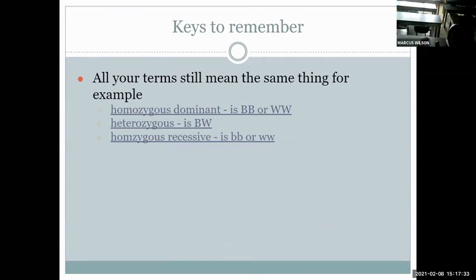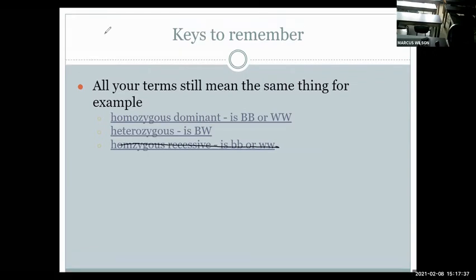So just know, guys, that you will not see lowercase letters for incomplete dominance or codominance because it's dominant for a reason. Remember, dominant means big. So you won't see recessive letters when you do codominance or incomplete dominance. It's only capital letters. Okay?